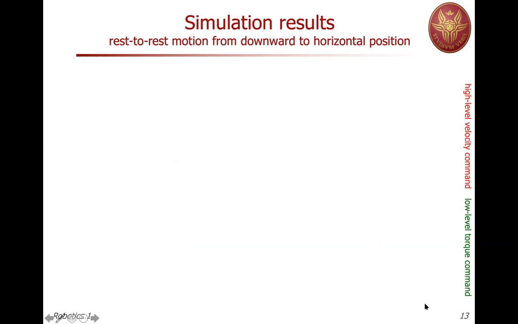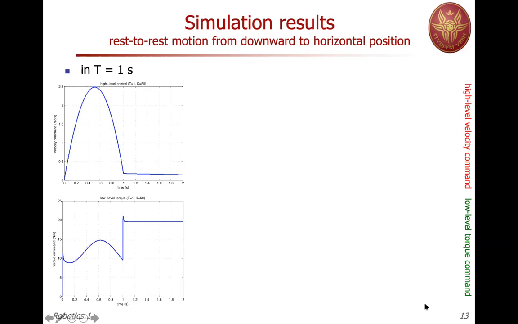And in fact, if we now look at the high-level command and the low-level torque command that are actually being generated, in the 1 second motion case, you see that the velocity command, which includes a feedback error term, which is practically not acting because the error is very small, and an approximate feed forward, has this profile, which looks like the velocity profile of a cubic motion, okay?